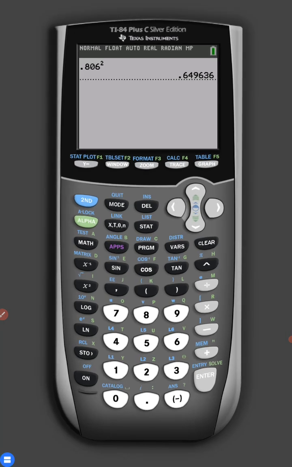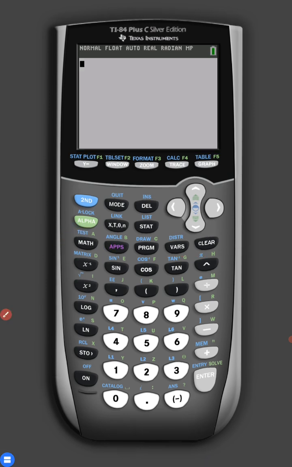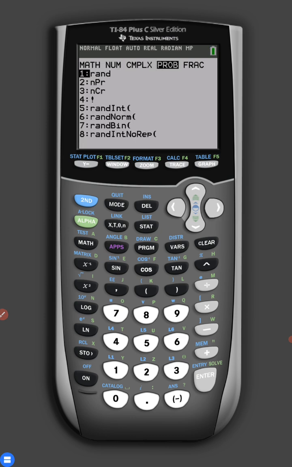So when you go into your calculator, what you're going to do is click this math button right over here. Okay, so that's what I'm clicking. I go to math. I'm going to click the right arrow over to probability. Your calculator may say just PRB instead of PROB, and that's fine. They're the same thing. And I'm going to go down to where it says NPR.